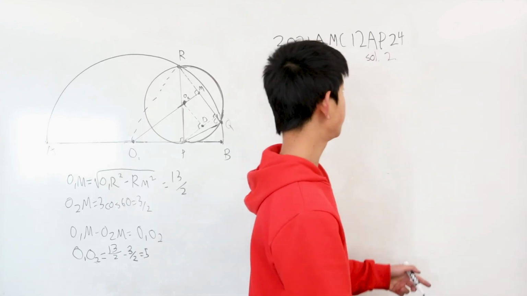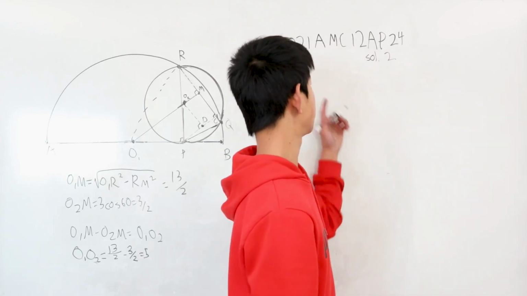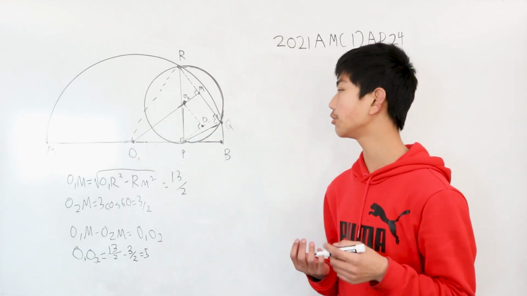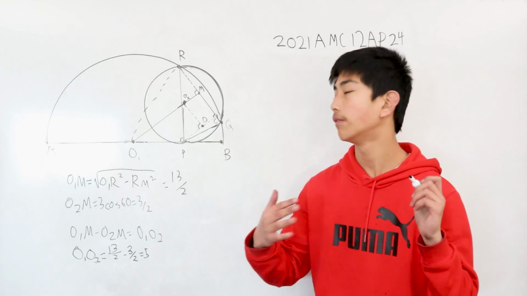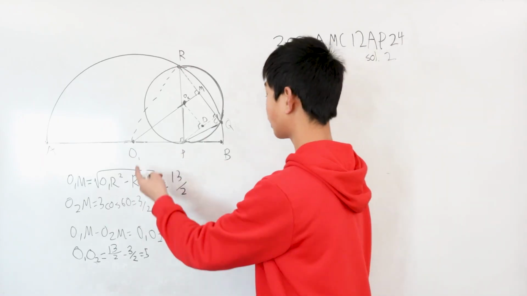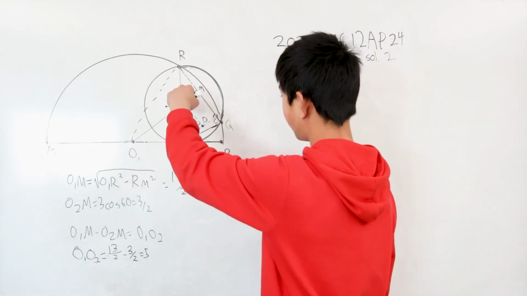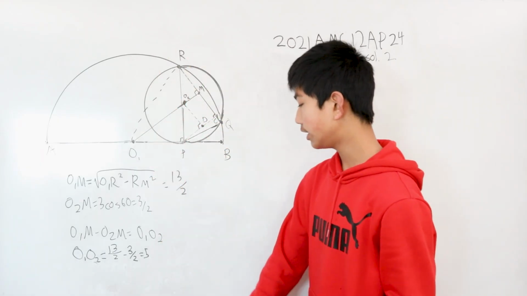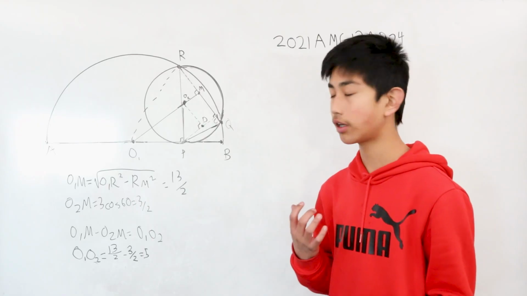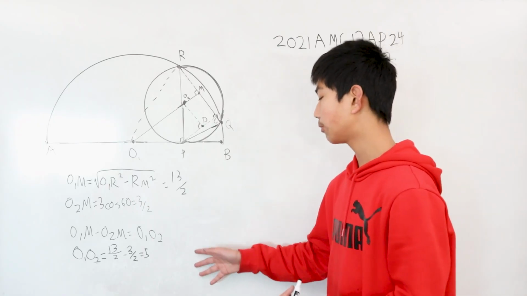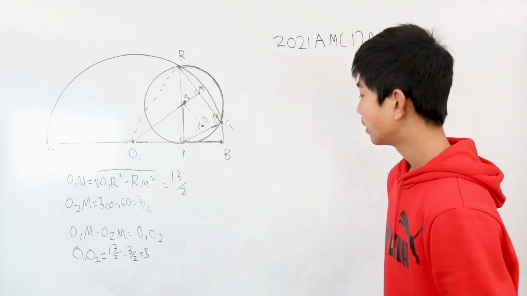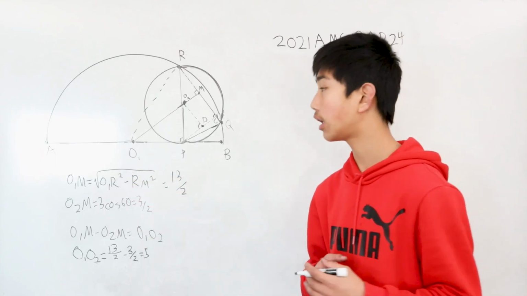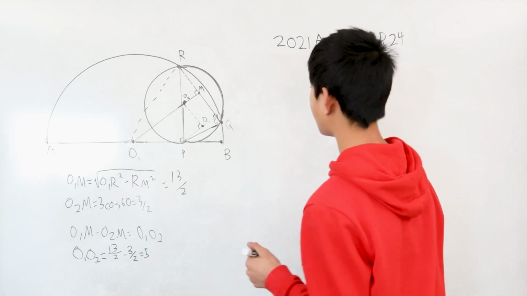This is the second solution to problem 24 from the 2021 AMC12A. So in this solution, we incorporate different variables instead. O1 being the center for the big semicircle, and O2 being the center for the smaller circle. And these are all things that we have made clear in the previous solution, except with different variables. We already know this is true. But now we can stray off to a different path.